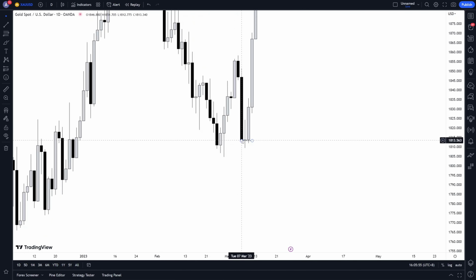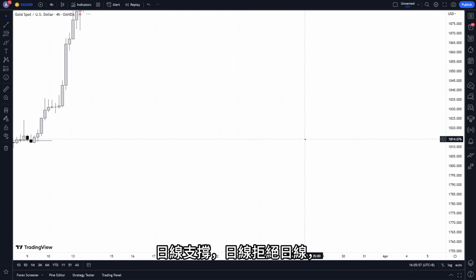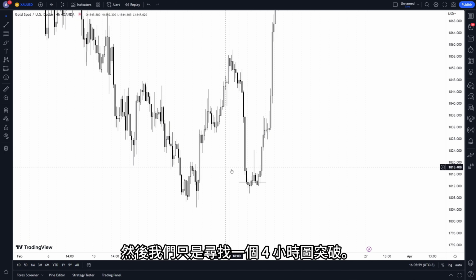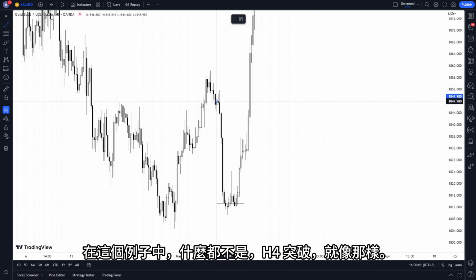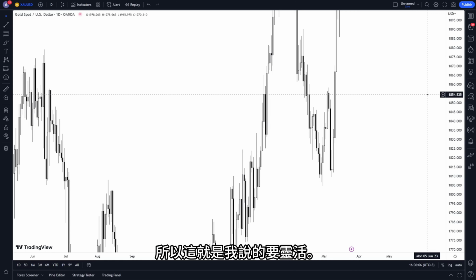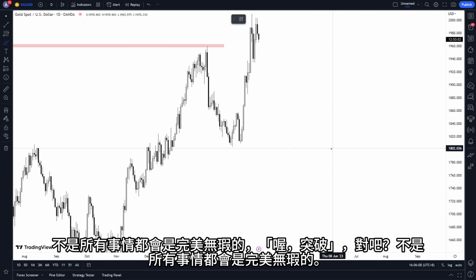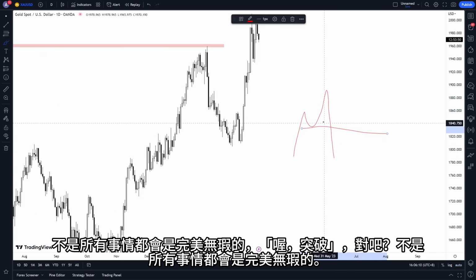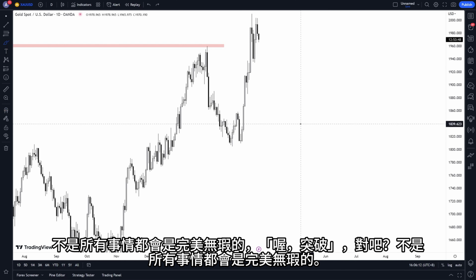Right in here, daily support, daily reject daily, and we're just going to look for an H4 break. In this case, it's nothing, it's nothing until here. H4 break, just like that. So this is what I mean by being flexible. Not everything is going to be picture perfect. Oh, breakout, right? Not everything is going to be picture perfect.